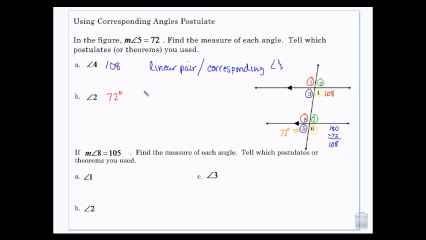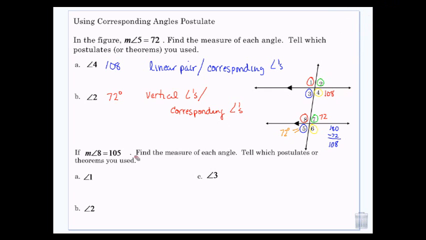So I could use vertical angles. That told me 5 and 7 were the same, vertical angles. And then corresponding angles told me that 2 and 7 were the same. So 5 and 7 are the same from vertical, and 2 and 7 are the same because they're corresponding. Does that make sense at all?